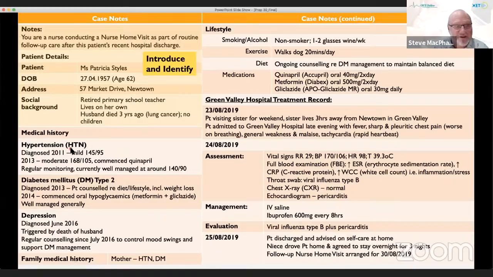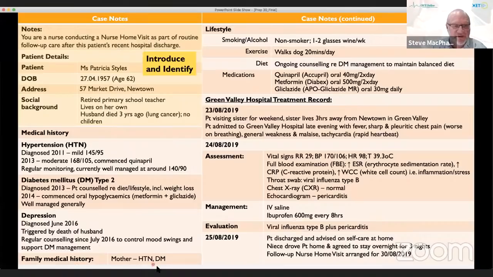Now, the medical history, hypertension. We've got a diagnosis, a little bit of extra information. So the diagnosis was in 2011. 2013, it's moderate. She's taking medication for this, but it is well managed. So that's good news with the hypertension. She has diabetes mellitus with a diagnosis date of 2013. And she is taking medication and it is well managed generally. Also has depression. Diagnosed in 2016, triggered by death of husband. So there's a bit of a link there with that social background. She has received counselling for that, for the mood swings, and also support for that diabetes management.